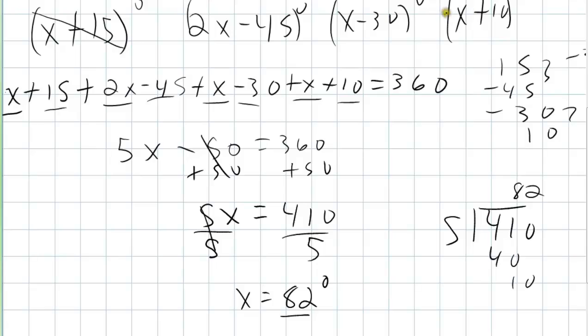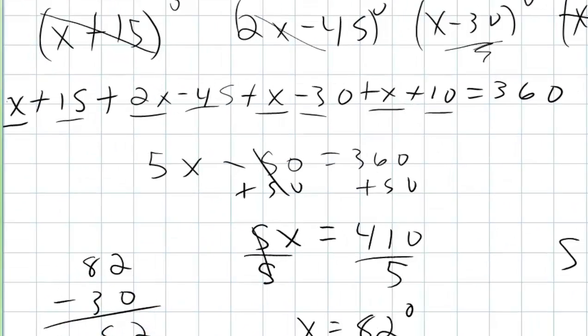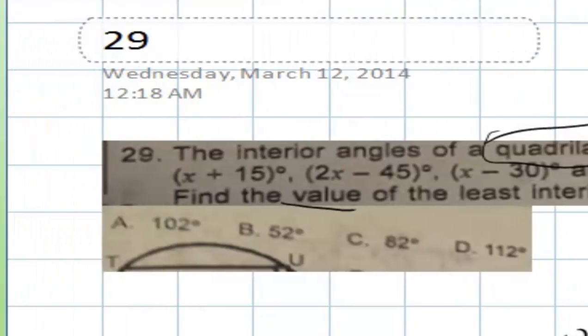The same thing happens over here, so it's also not going to be a good option. Say I multiplied 82 by 2 and then subtracted 45, and then compare that to what if I took 82 minus 30. This number is going to be bigger than that, so I'm also not going to pay attention to this. So this will give me my least interior angle. So now I have to plug in 82 so that I can get the actual value of it. So I'm going to do 82 minus 30, and that'll give me 52, which is an option right here.